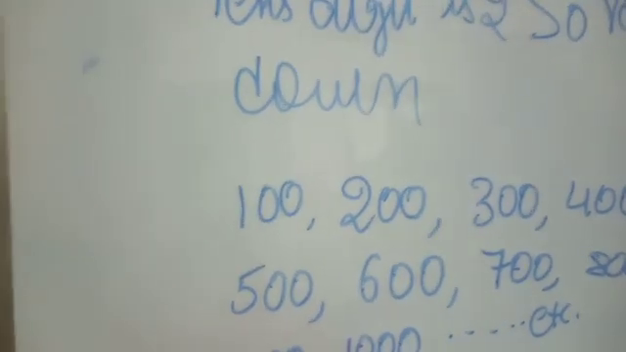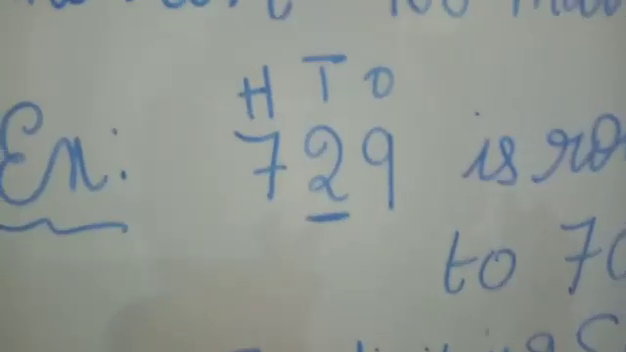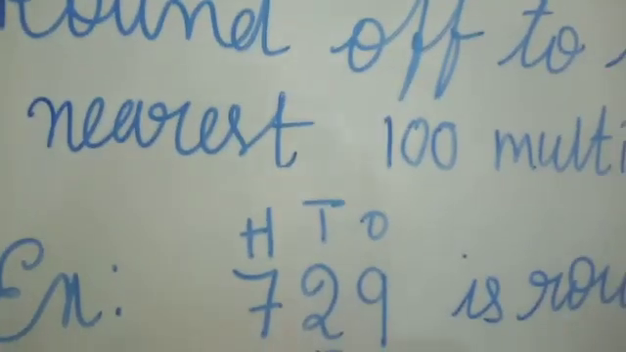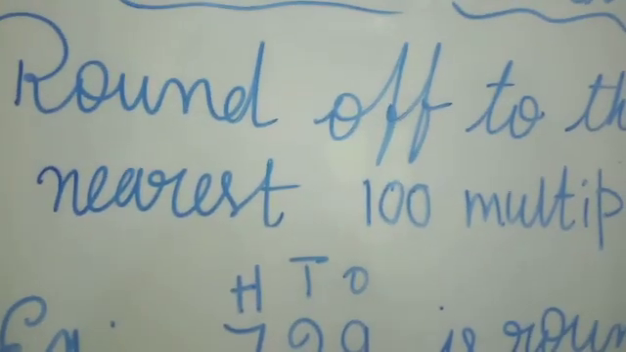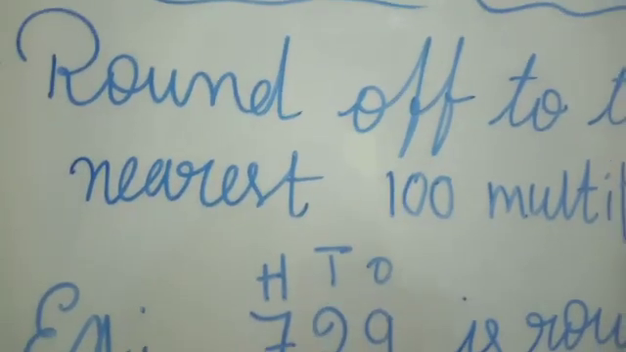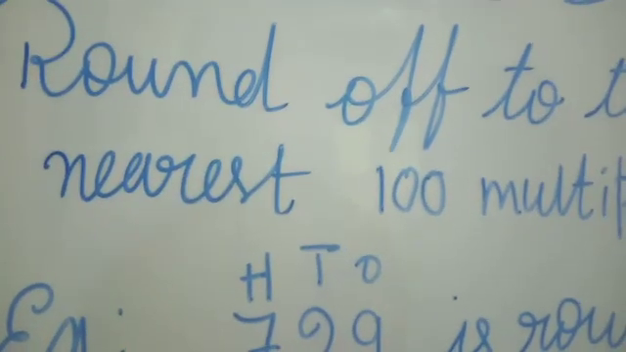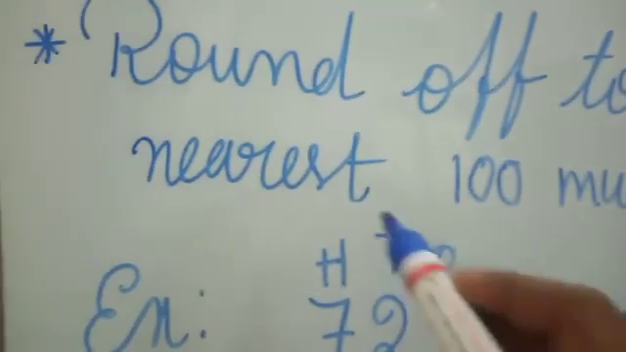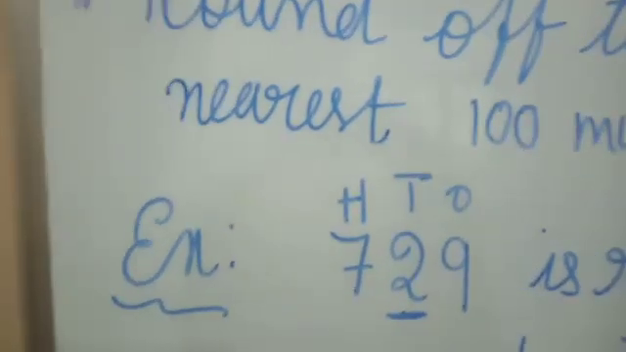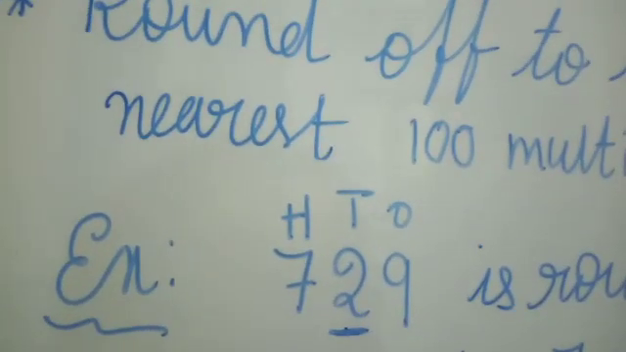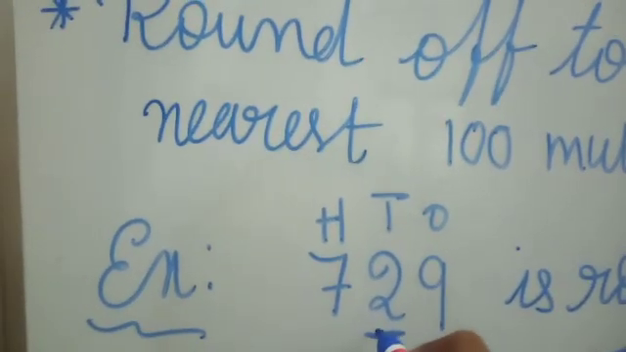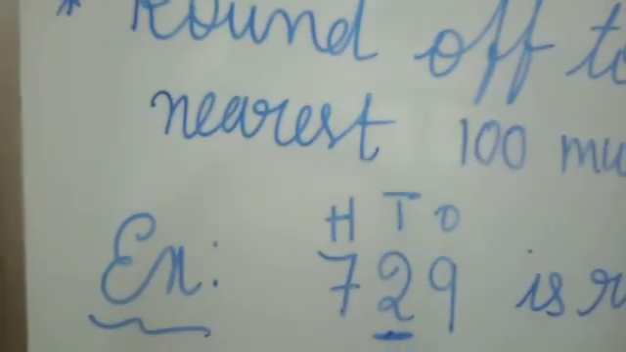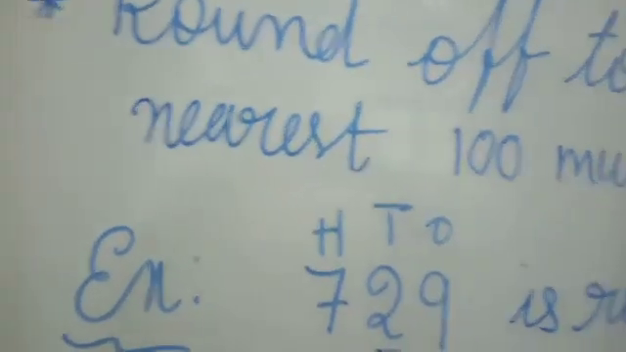Here, when you are rounding off the number to its nearest 100, you should observe the number in the tens place. If you are rounding off the number to its nearest 10, which number are we observing? The ones number. Based on the ones number, we round it off to its nearest 10. Now coming to hundreds, when you are rounding off to its nearest 100, you should observe the number in the tens place and then round it off to its nearest 100.